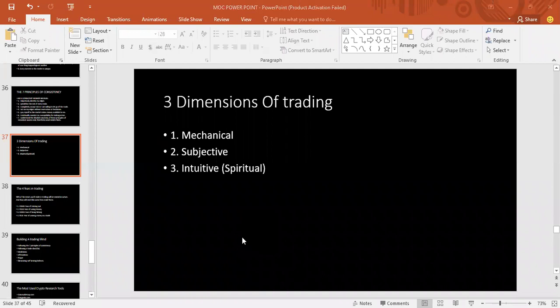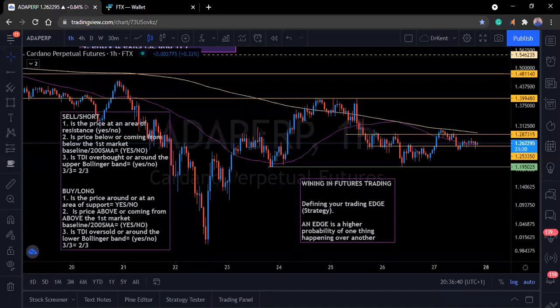The next one is what is called the subjective dimension of trading or the subjective model of trading. And in the subjective model of trading, you use everything you know about the market. You don't have fixed rules with which you say, oh, let me follow these rules strictly. For example, in subjective mode, let's share screen again. In subjective mode of trading, even though you have these rules, you don't actively go over these rules.